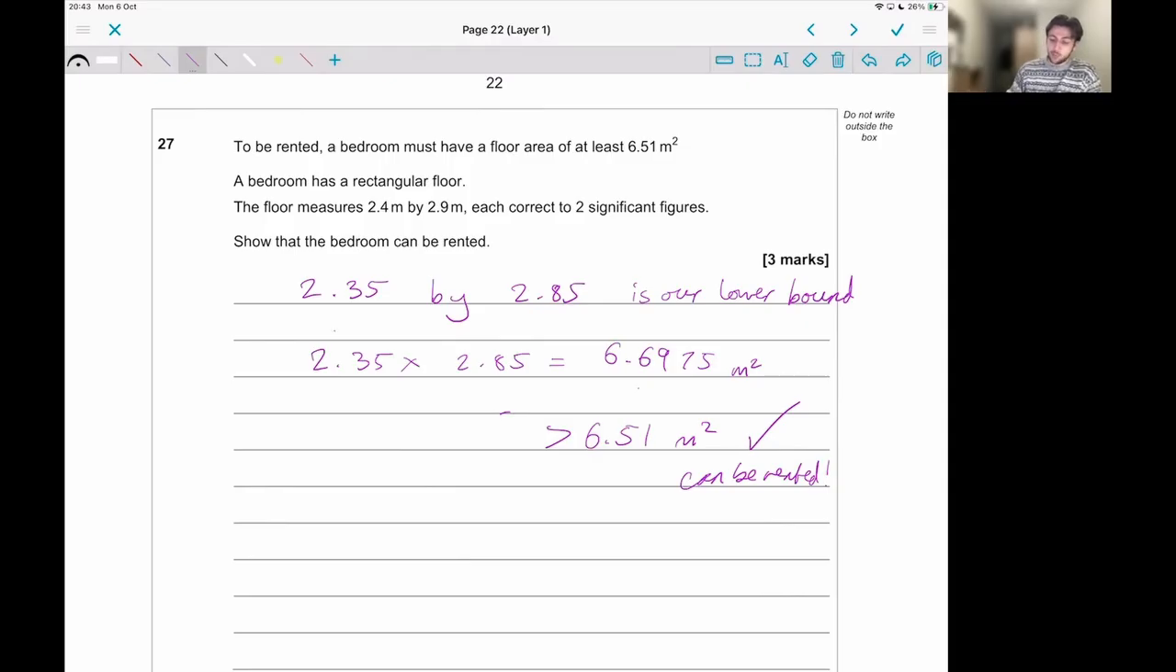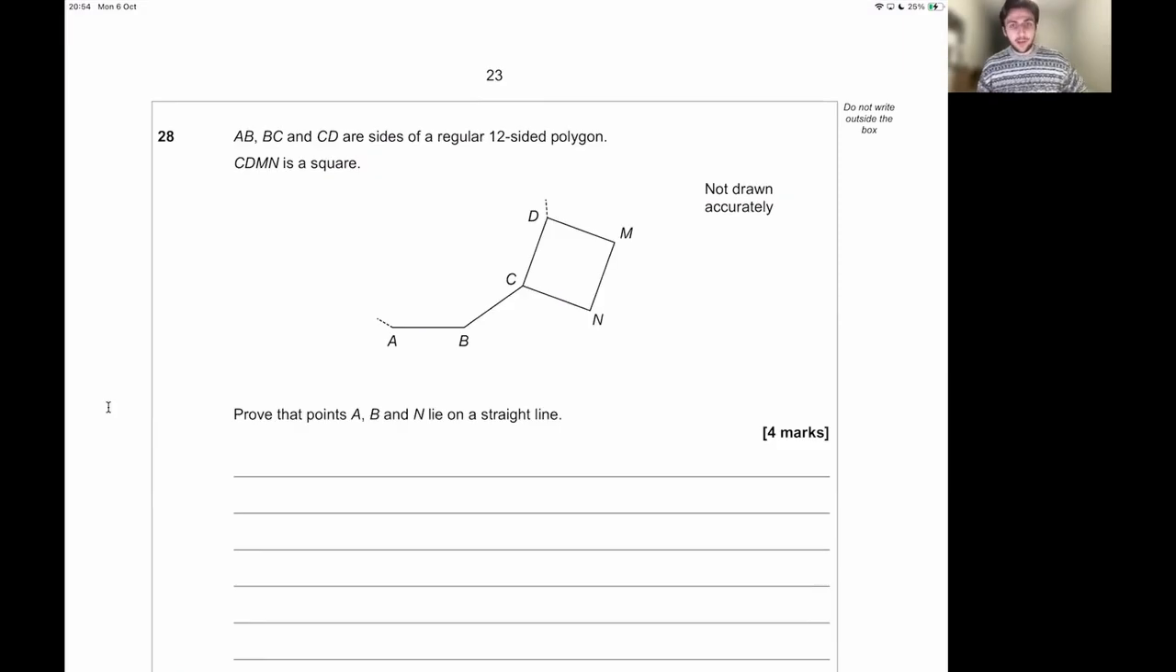So you needed to say, what is the lower bound? That's 1 mark. What is the area? That's 2 marks. A correct comparison and answer, that's your 3rd mark. Nice and simple. Okay, question 28. We only have 2 questions left. Promise we'll make it quick as we can.